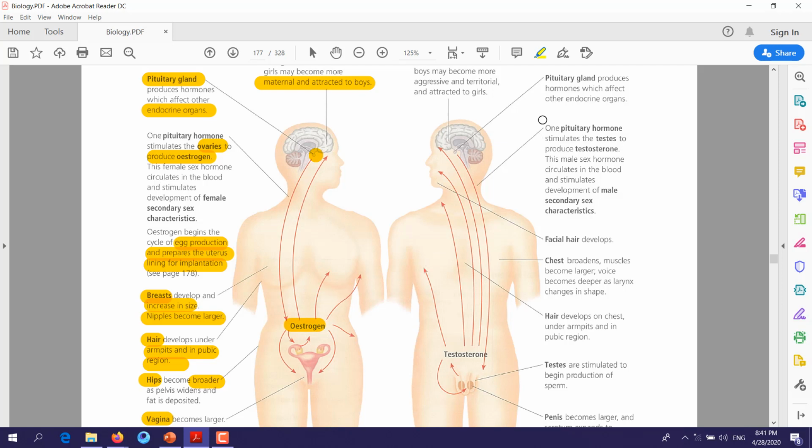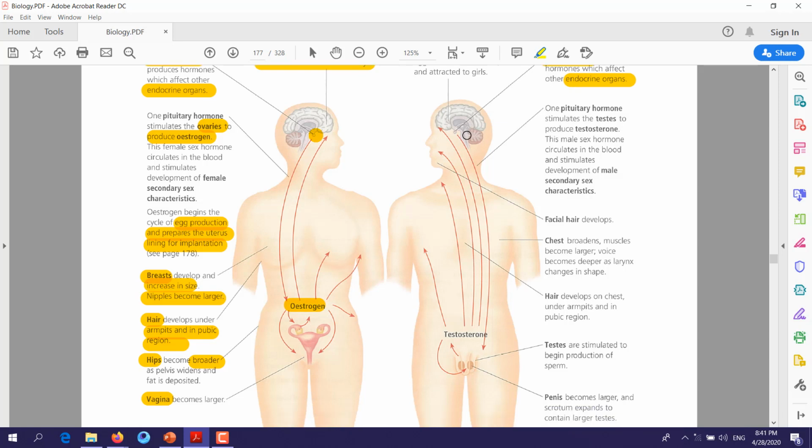Let's see how. Again, we will start with the pituitary gland. The pituitary gland will produce hormones. These hormones will affect the endocrine organs. Let's follow the arrow. From the pituitary, it goes to the male reproductive organs. Now, the pituitary gland will affect the what? It will affect the testes. Now, what will happen to the testes? It will stimulate the testes to produce testosterone.